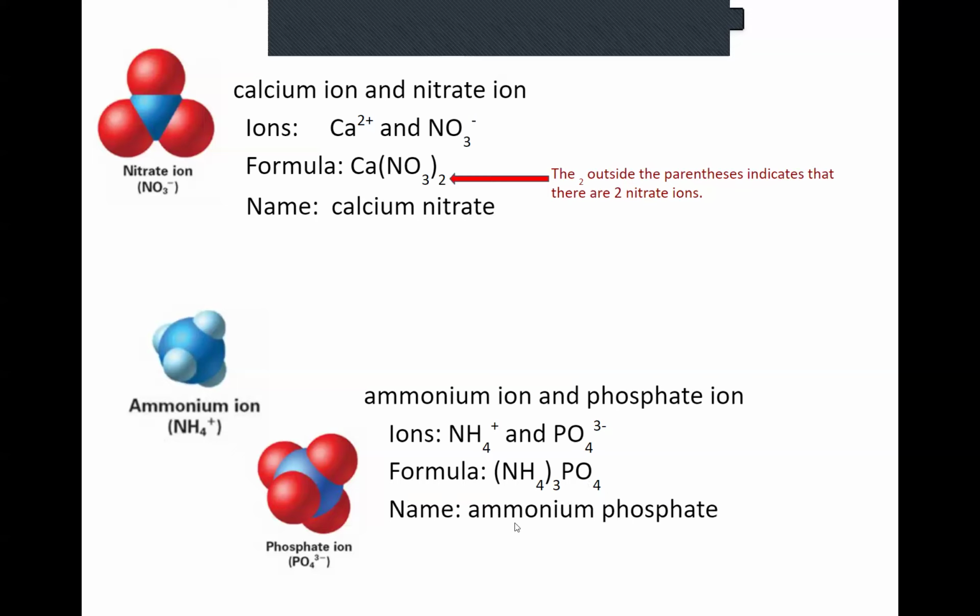Now, here's the fun part. To name this, it's a piece of cake. The name of the positive ion, ammonium. Ask yourself, is that a transition metal? No, it's a polyatomic ion. So no Roman numeral is needed. And then the charge of the negative ion, we just write it down as it is. Phosphate, there's no change in the ending.